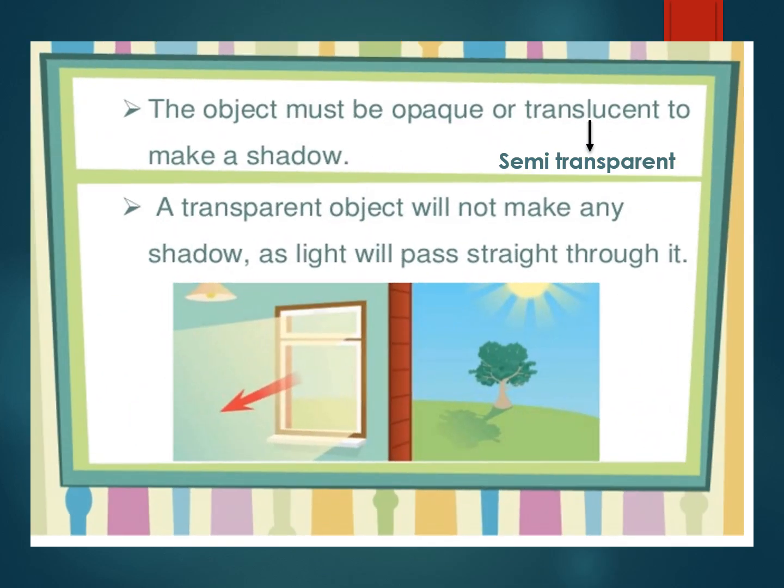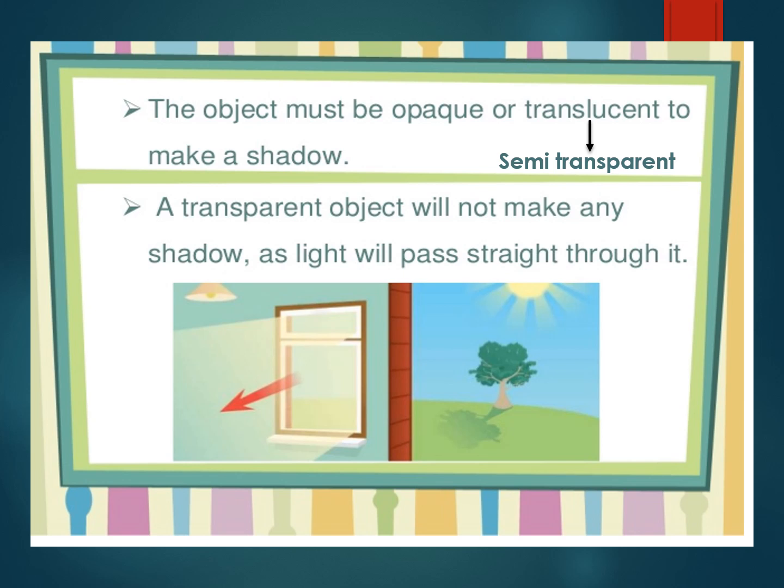Now we have many types of objects. There are three types. The object must be opaque or translucent to make a shadow. And translucent means semi-transparent. Also, a transparent object will not make any shadow, as the light will pass straight through it.